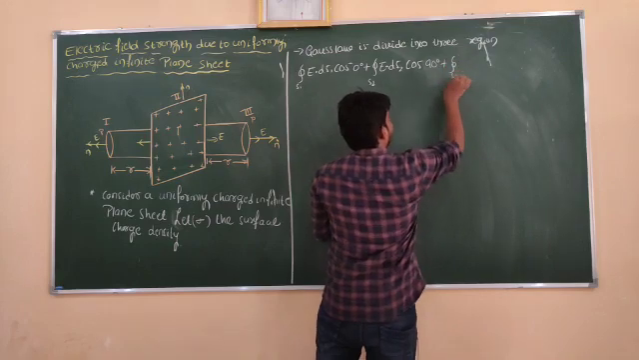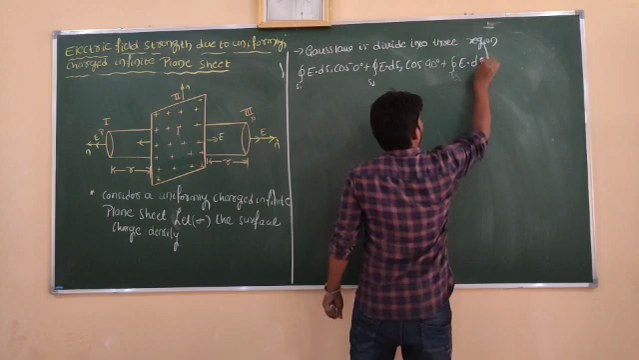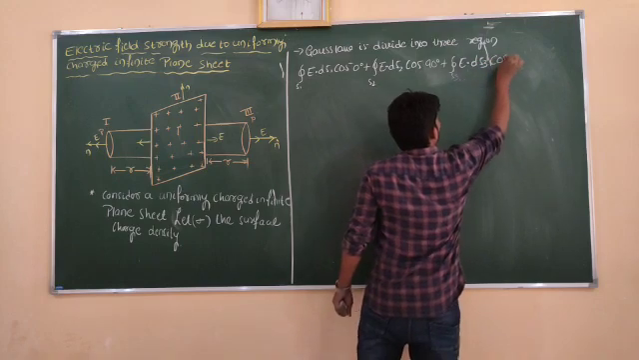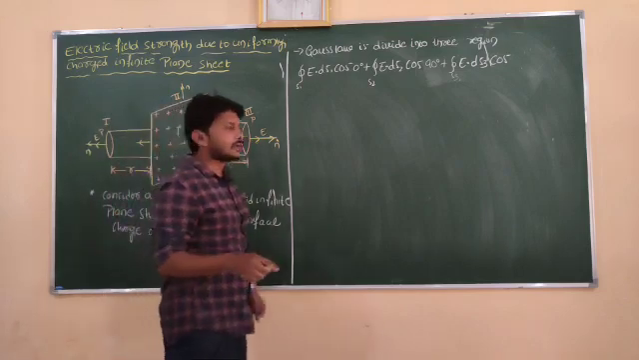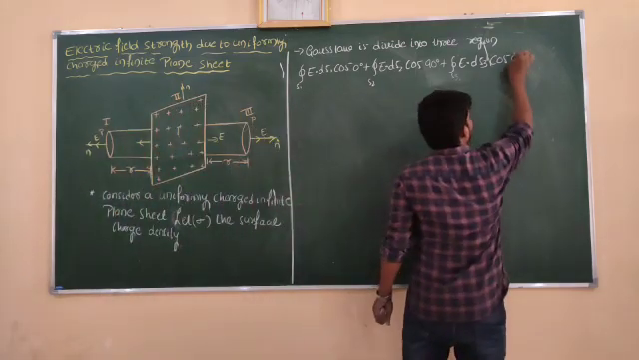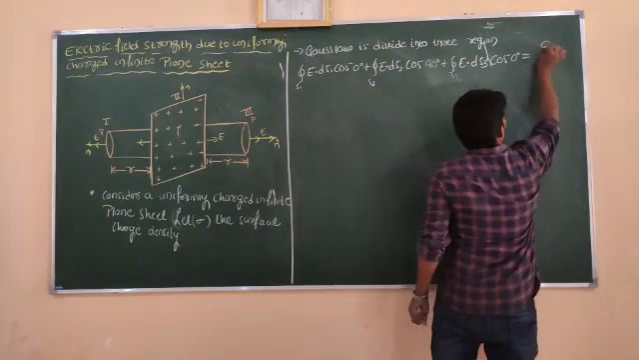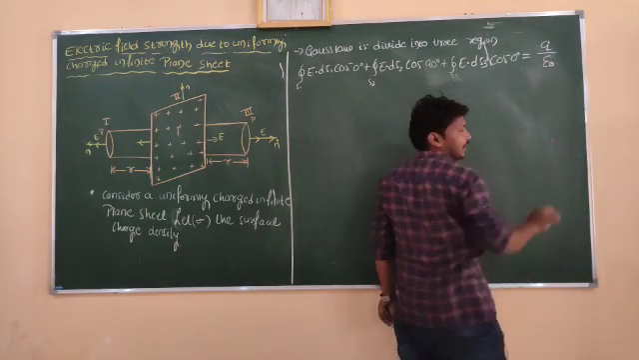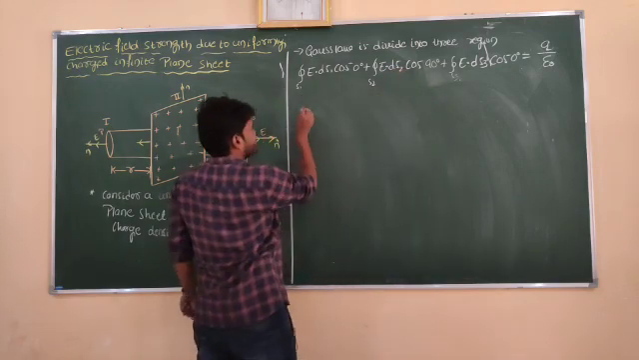And for the third region, E into dS3 cos theta. For the third region, both are in the same direction, so again the theta value is 0 degree here. It is equal to Q by epsilon naught here. So look at here, this portion will become 0.